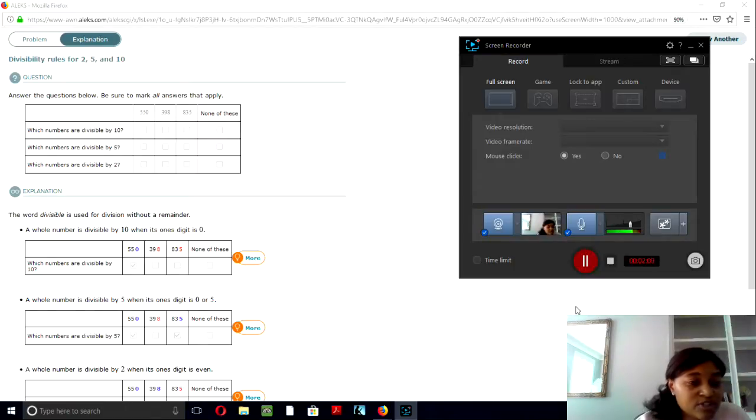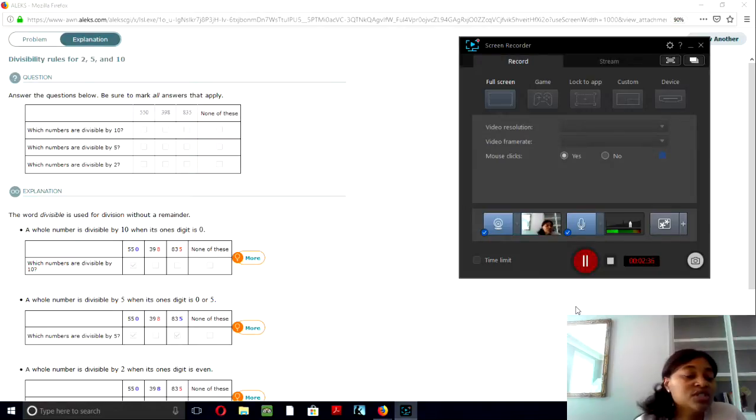Which numbers are divisible by 5 is the next one. The first number is, because we have already said 5, 10, 15, 20, 25, 30, 35, 40, 45, 50. 50 is a multiple of 5, so yes, that is divisible by 5. 398, no. But 835, the last numbers are 35. 7 times 5 is 35. So yes, it's definitely divisible by 5.